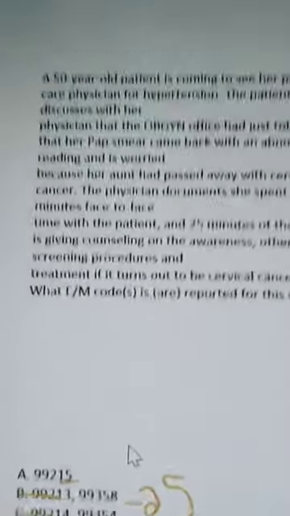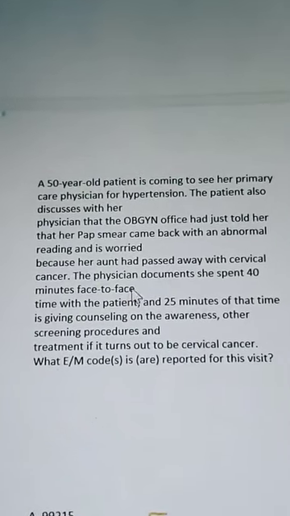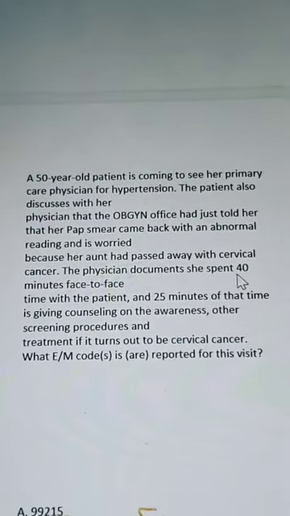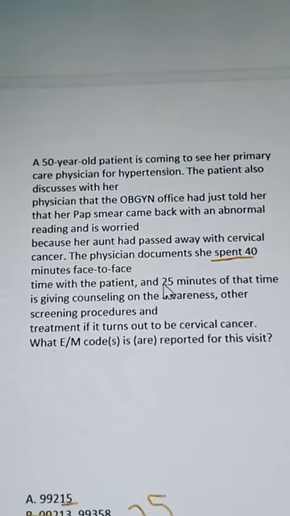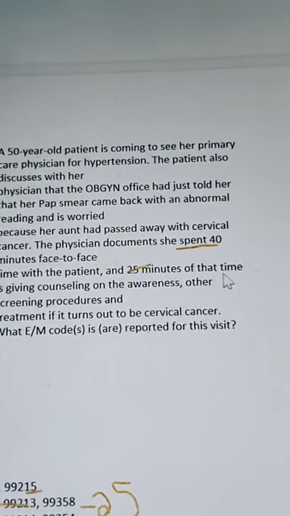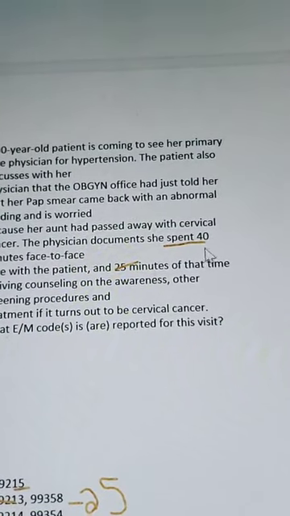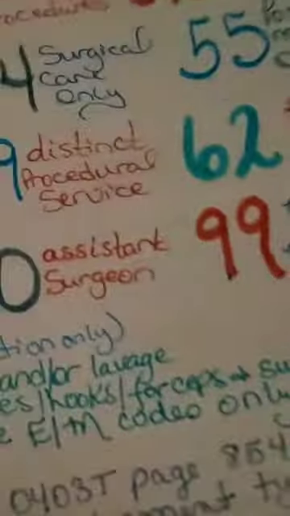MDM or time. So I'm going to look up here and see what our time was. The physician documented 40 minutes with the patient. Doesn't matter about that because of the time. The wording of the time means it's included in here. It doesn't mean you add on to it. So which E&M is 40 minutes long? That's got to be the 5, right? Got to be the 5.